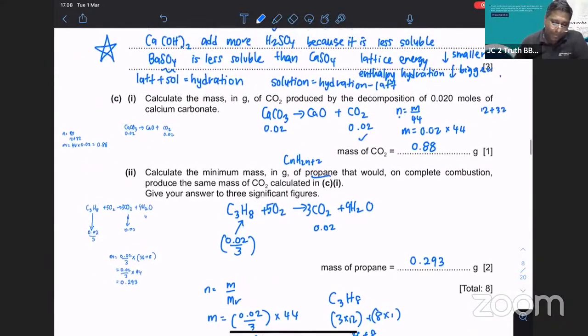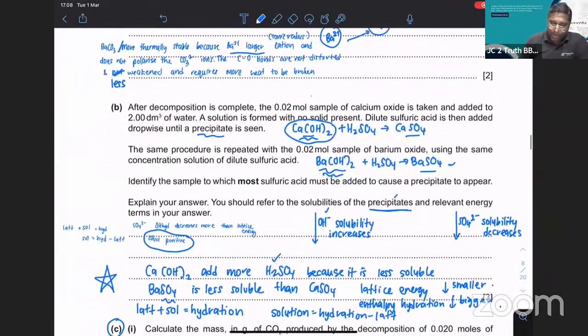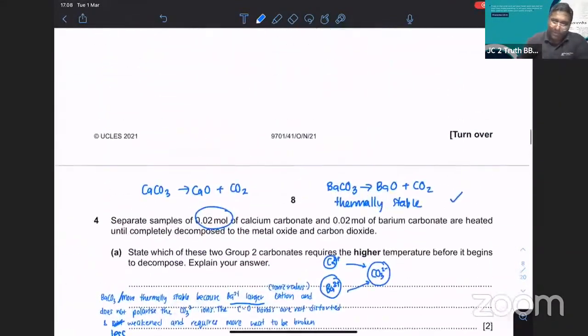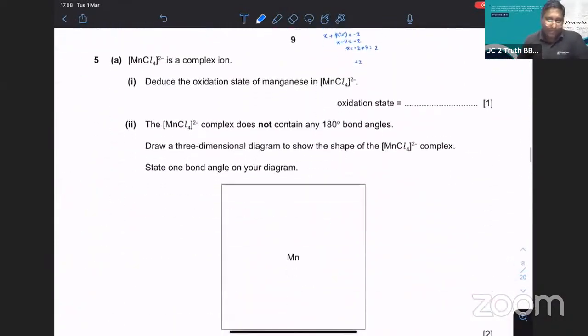I think the one that they give you, this one C, is quite simple. I think the one that is difficult is more towards this part. All this part maybe takes more time. Yeah, but if you move on, let's go to question number 5. So MnCl4 is a complex ion. Deduce the oxidation state of manganese in MnCl4.